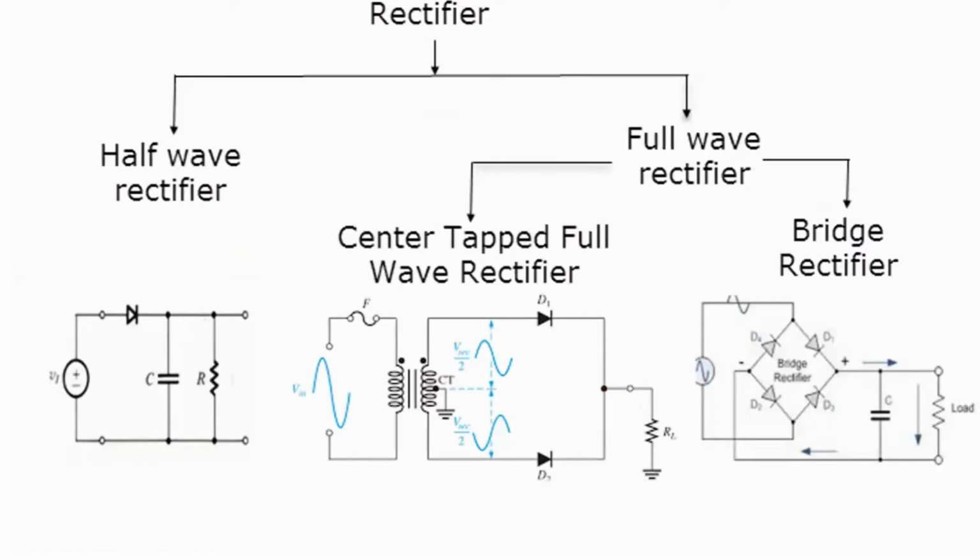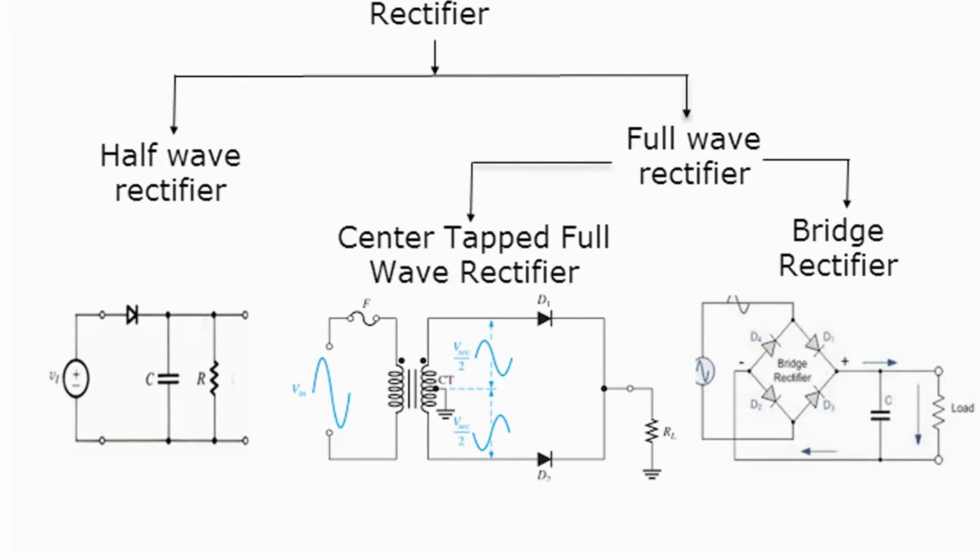Only a single diode is used. Full wave rectification, we will use two types. That is center tap full wave rectification, and bridge rectification. In bridge formation, we have 4 diodes, whereas in center tap, we have only 2 diodes. But a center tap transformer we will use.